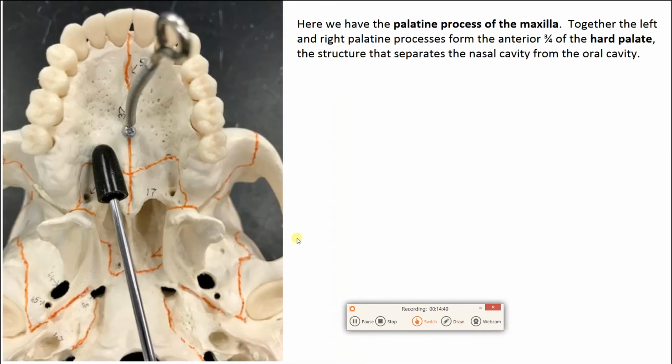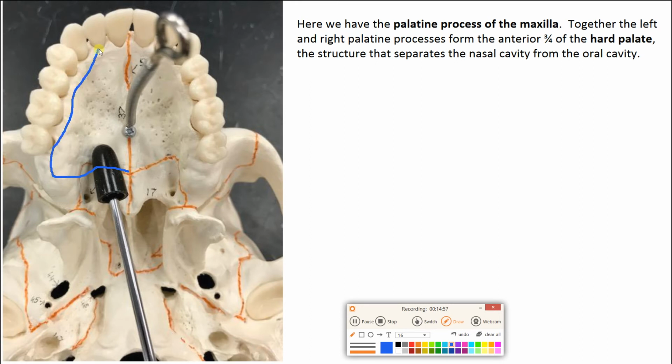So here I've got my skull model, and I can totally see this part right here. This part right here is the palatine process of the maxilla. The two of them, the left and right sides, are going to form basically the front 75%, the anterior 3/4 of the hard palate, which of course separates your nasal cavity from your oral cavity, which is crucial to do.